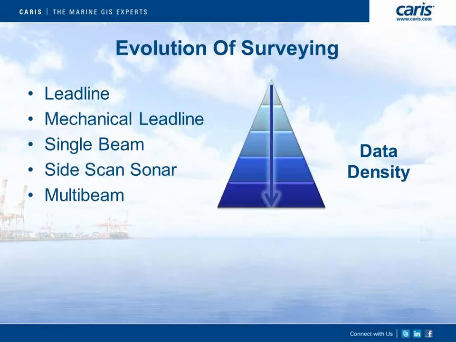When we look at the evolution of surveying, it all started with a simple lead line, which is extremely sparse data. With the advent of mechanical lead lines, data density began its growth. With the invention of the single beam echo sounder, data density grew exponentially again. By the time we finally got to multi-beam echo sounder, data density grew exponentially larger again.